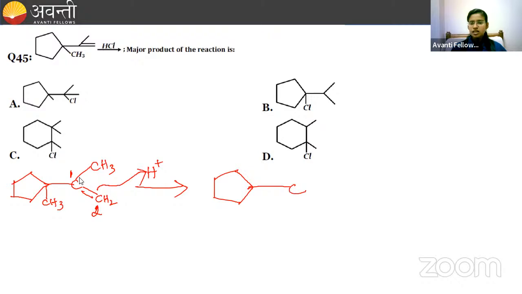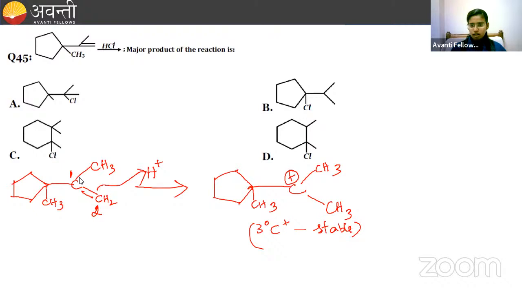So where C is here, and we have a CH3, single bond, CH3. So hydrogen will go here to form a carbocation here, which is tertiary carbocation, and which is stable. So now what will happen? Ring expansion will happen because 6-membered rings are more stable compared to 5-membered ring. So ring expansion will occur.